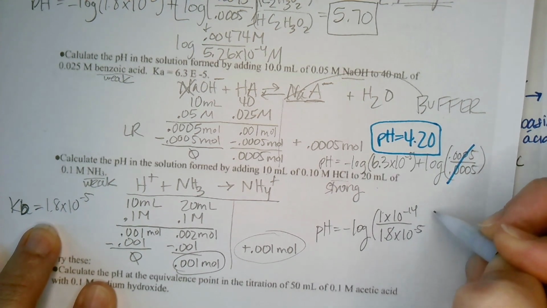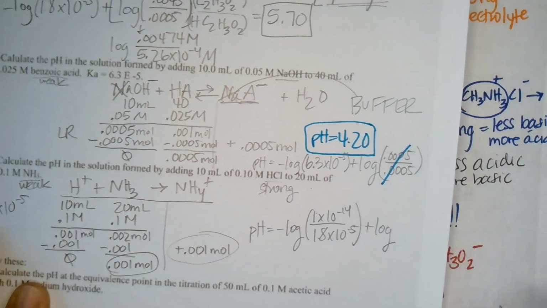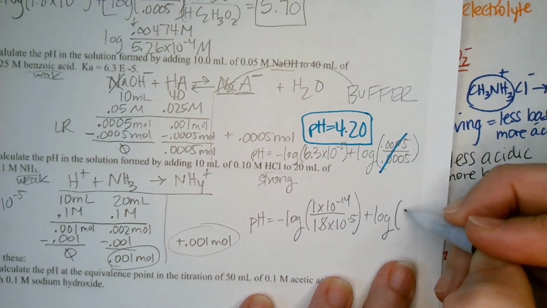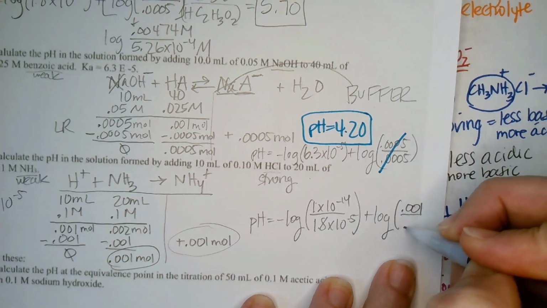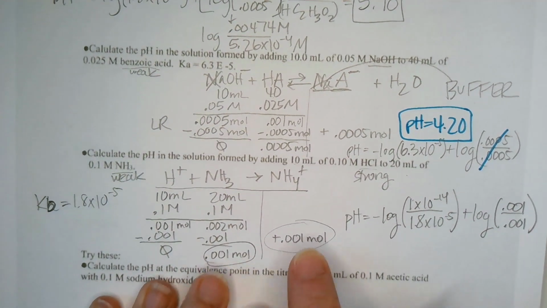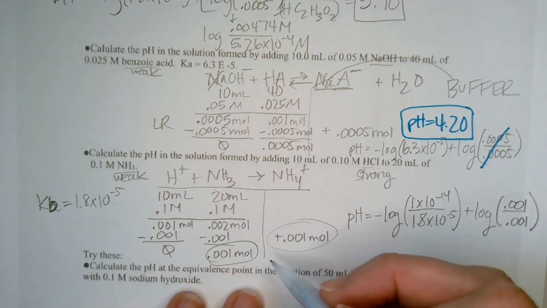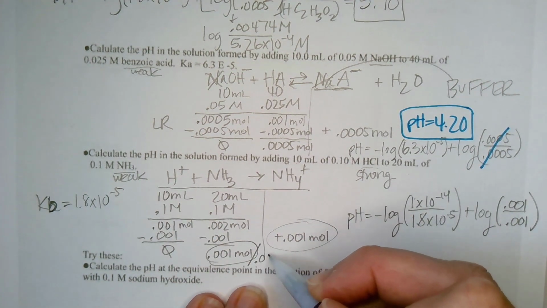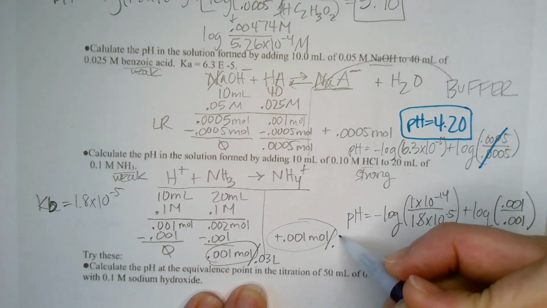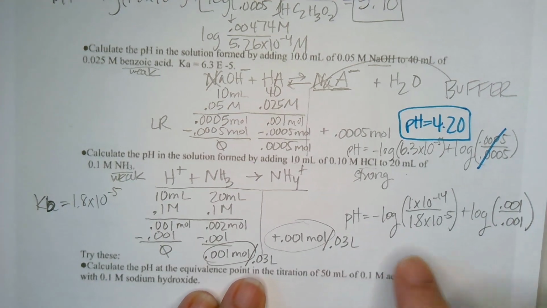plus the log of our base over our acid, which they happen to be the same, 0.001. And again, remember we can use moles, or we could calculate the molarity. There's 20 plus 10, so it would be 30 milliliters, so we could divide both by 0.03 liters. But because we're dividing both by the same, because it's a 1-to-1, we can just use what we're given.